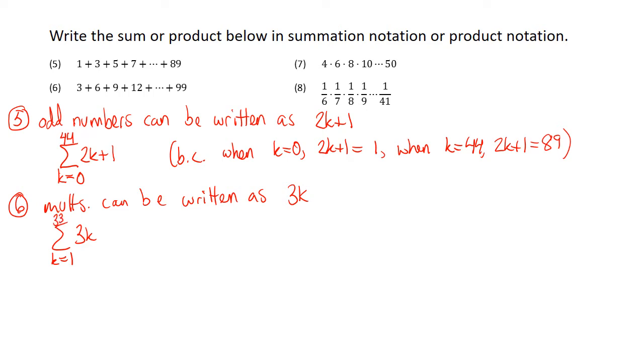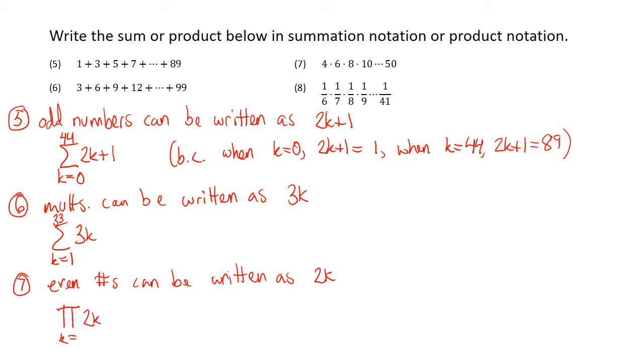Okay? And then let's see, for number 7, 7 is a product, but other than that it's really the same way. So this is even numbers. So even numbers can be written as 2k for some values of k. So again, you just have to figure out where the starting and stopping points are. So this is going to be 2k. Alright, so for the first one, which is 4, oops, I'm sorry, it's not a summation, it's a product.